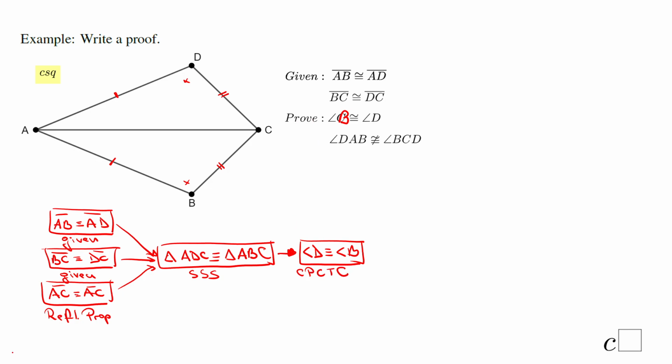Now let's take a look at the last statement here that we need to prove, which says the angle DAB, which is this one, is not congruent with this one. They are different. We're going to take a look at half of them, right? So if we take this angle and this angle, for example, they are not congruent because the sides are not congruent. So basically that's my way of doing it now.